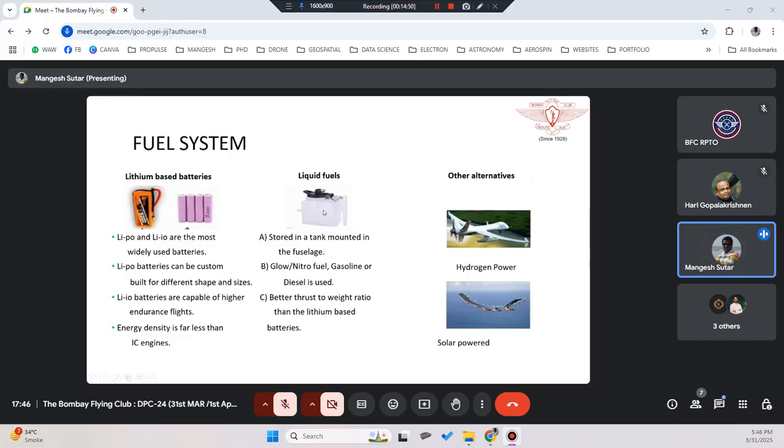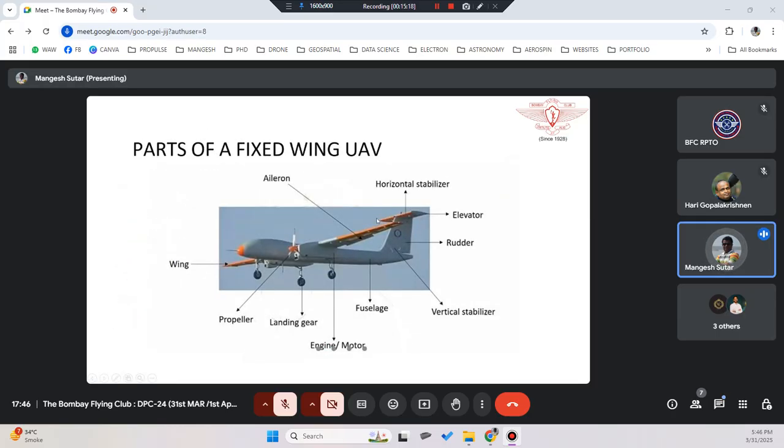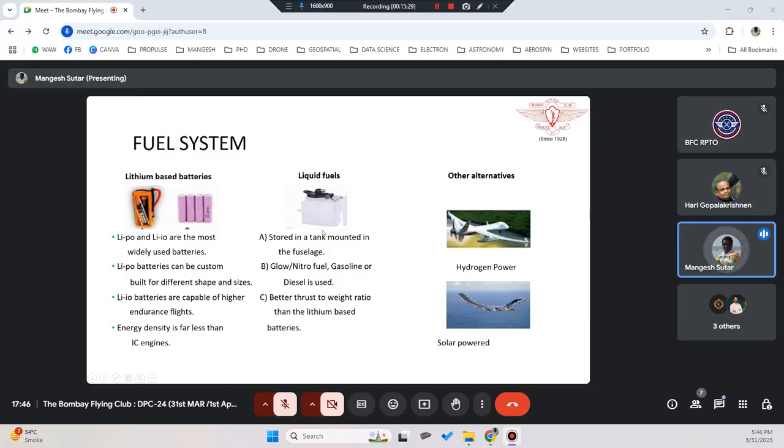Basically, the internal combustion engine uses a liquid fuel stored in a tank mounted in the fuselage. It could be nitro fuel, gasoline or maybe diesel, depending upon what aircraft you are flying. It has a better thrust-to-weight ratio than lithium-based batteries, because it gives more power, as it has to lift a very heavy weight. This type of drone will normally be in the medium or large category, and in that class you need more power. That's why we always use liquid fuel.